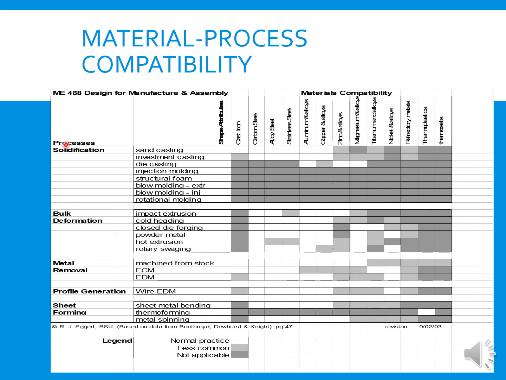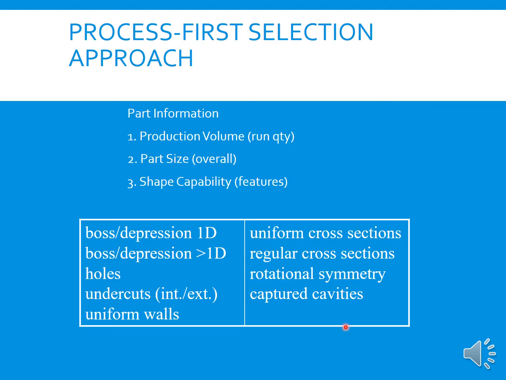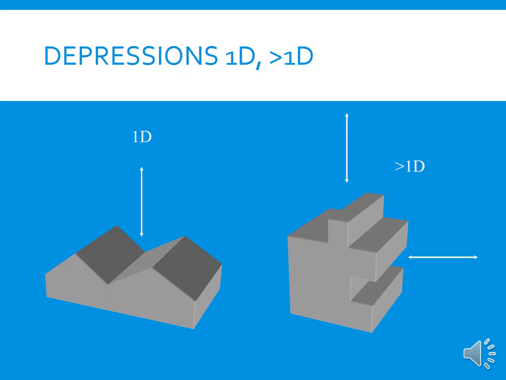Okay, we have the solidification process, bulk deformation, metal removal, and profile generation requiring EDM, and sheet forming, sheet metal bending, thermoforming, and metal spinning. Okay, here is manufacturing process and product generation. When you select a process, consider these 3 items: product volume, part size, and shape quality.